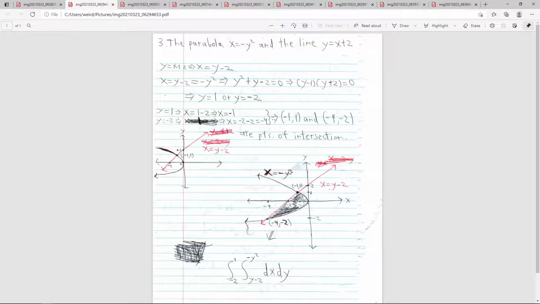x equals negative y squared, x equals y minus 2. So we're doing this in terms of x, so the outer part will be y from negative 2 to 1, whereas y minus 2 is the leftmost and the right part is negative y squared. So left to right.